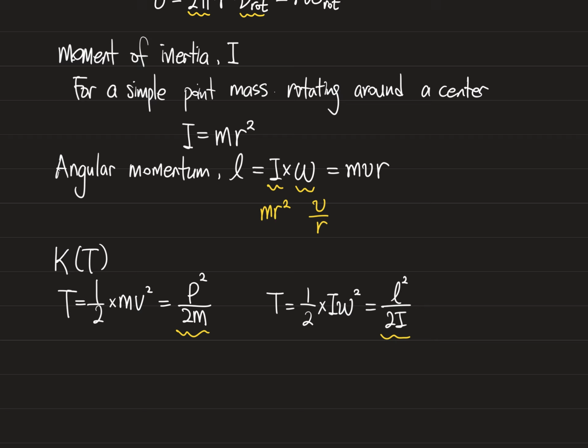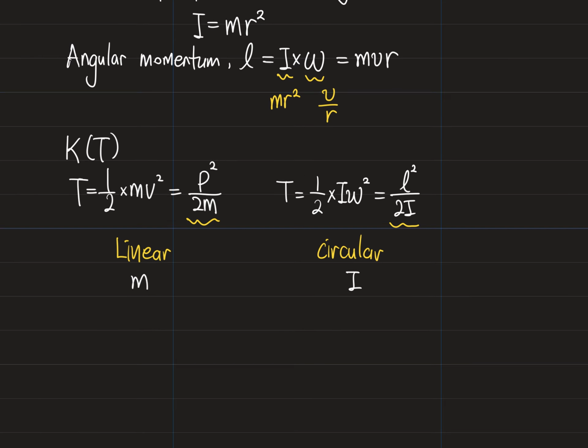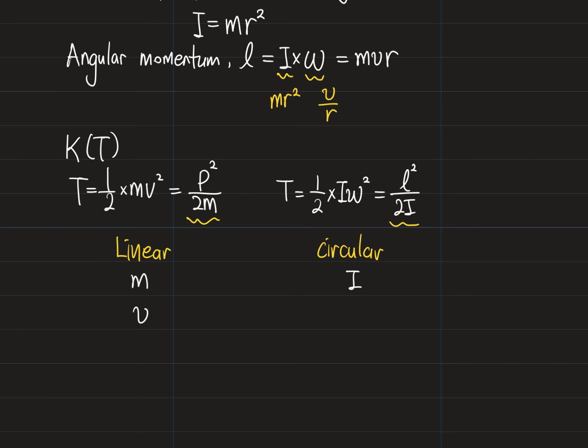And you can see from the correspondence between the linear motion and circular motion, every concept has a direct counterpart. Mass corresponds to the moment of inertia, the linear velocity v corresponds to the angular velocity omega, and linear momentum p corresponds to the angular momentum L. So the formula for the kinetic energy follows the same pattern.